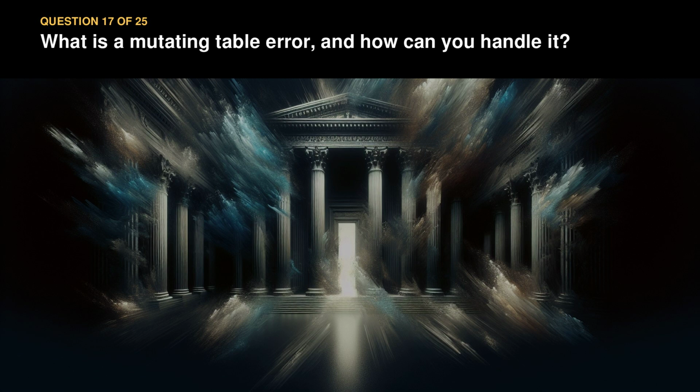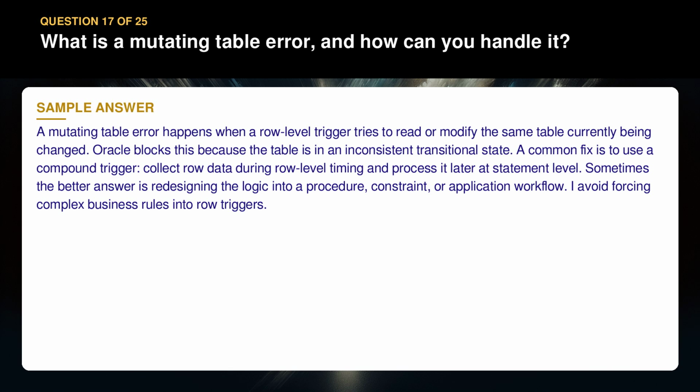Question 17. What is a mutating table error, and how can you handle it? A mutating table error happens when a row-level trigger tries to read or modify the same table currently being changed. Oracle blocks this because the table is in an inconsistent transitional state. A common fix is to use a compound trigger. Collect row data during row-level timing and process it later at statement level. Sometimes the better answer is redesigning the logic into a procedure, constraint, or application workflow. I avoid forcing complex business rules into row triggers.